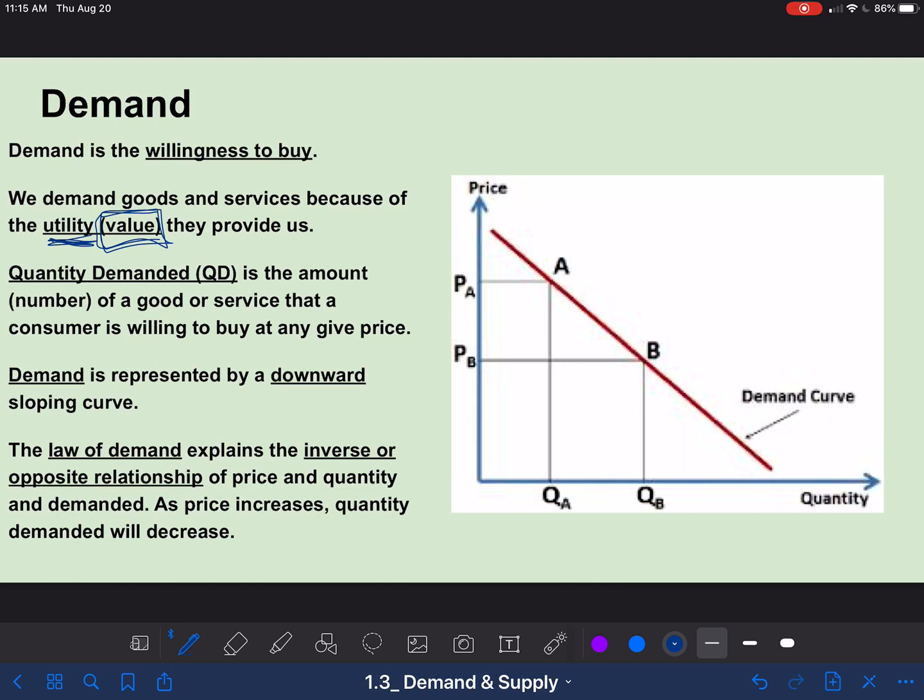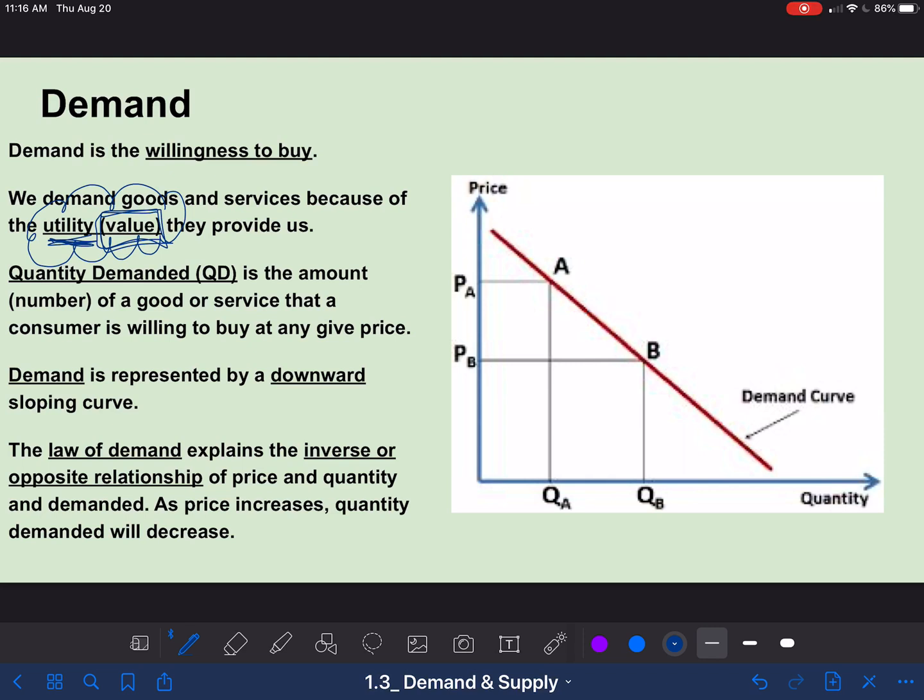Economics assumes that we are rational people. So because we are rational people, we are only going to buy things that we absolutely need. And those things that we absolutely have to have, they provide us a utility, they provide us a value. So quantity demanded is the amount or the number of a good or a service that a consumer is willing to buy at any given price.